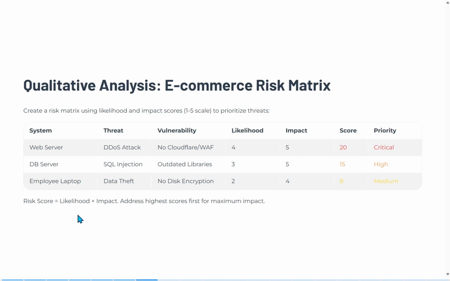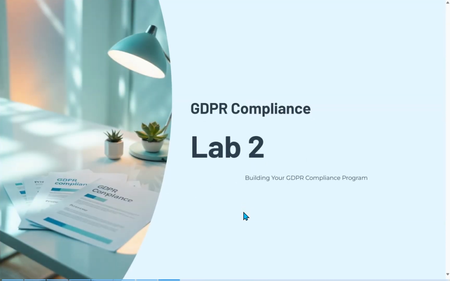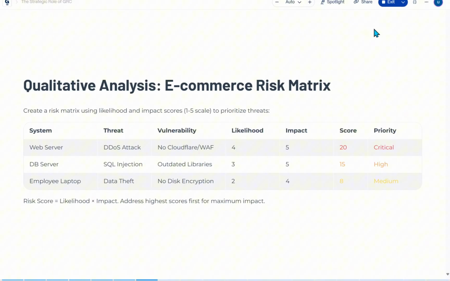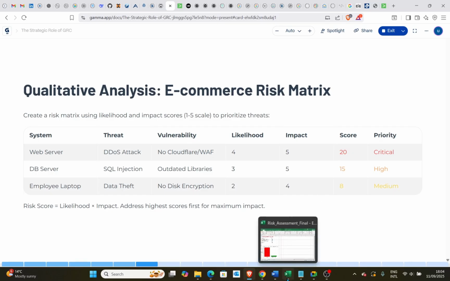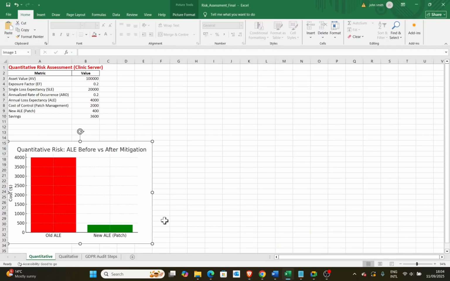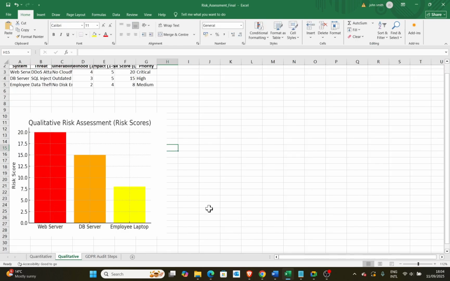The risk score is equal to likelihood times impact. Address high score first for minimum impact. So let me show you the chart for this as well. You need to demonstrate this in a chart.